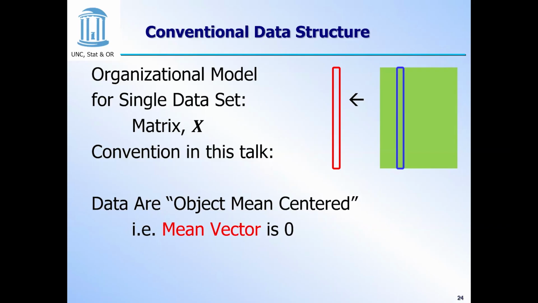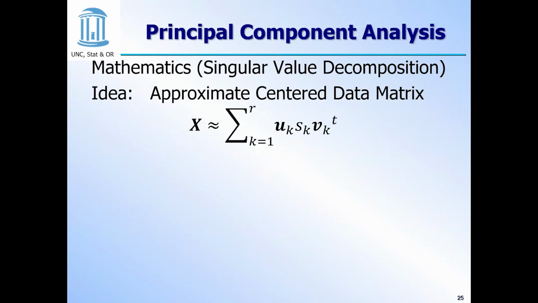You could call it row centering. But I like my data objects to be columns. I want to focus on columns. So I'm going to think of taking the column mean, and I'm going to call this column object mean-centered. Anyway, that's going to be an assumption for what I'm going to do here.